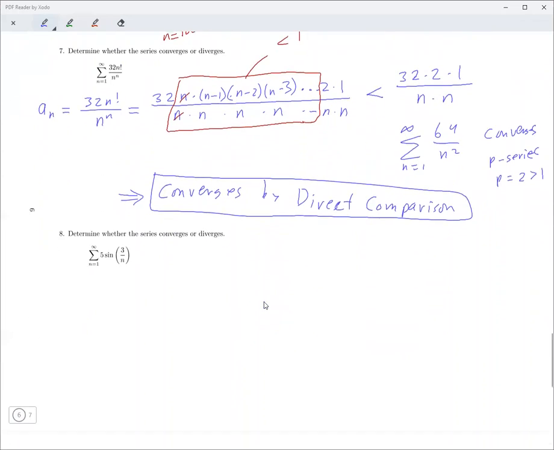Okay, so let's look at number 8. Determine whether the series converges or diverges. First of all, if you see a sine or cosine, then you might think, well, what happens as n goes to infinity? Does this even go to 0? And the answer is yes, because as n goes to infinity, 3 over n is going to 0. Sine 0 is 0, right? Okay, so converge or diverge.